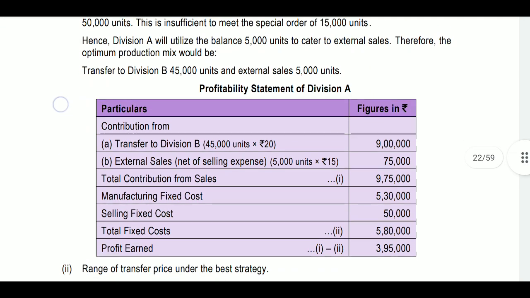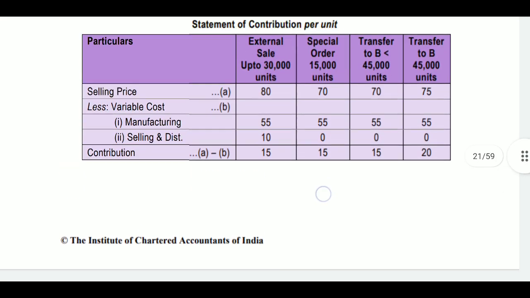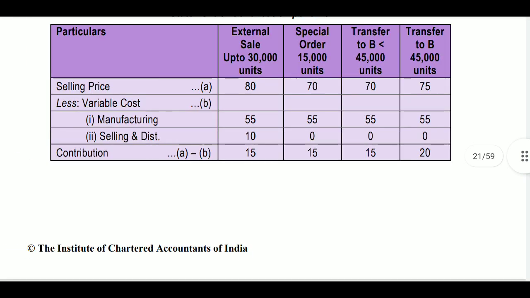That is the profitability statement of A. Contribution from transfer to division B, 45,000 units. Then the price will be 20 rupees, so the contribution will be 20 rupees. Why did we choose this? Because the contribution is high. If we transfer 45,000 units, we have more contribution, so we chose that. So 45,000 will be transferred to division B, and the remaining 5,000 will be chosen for other alternatives.